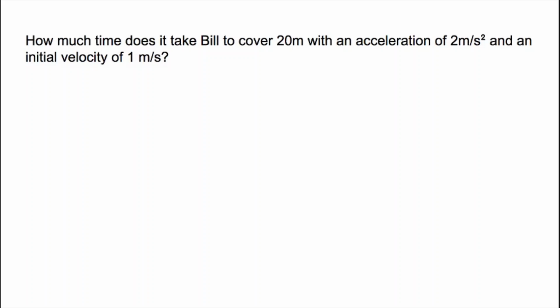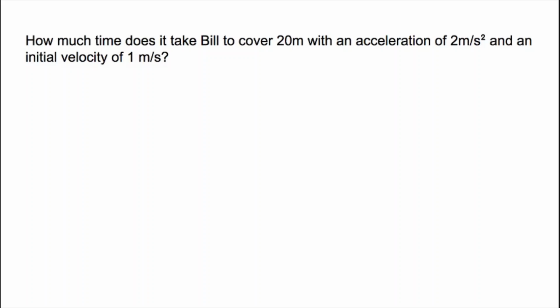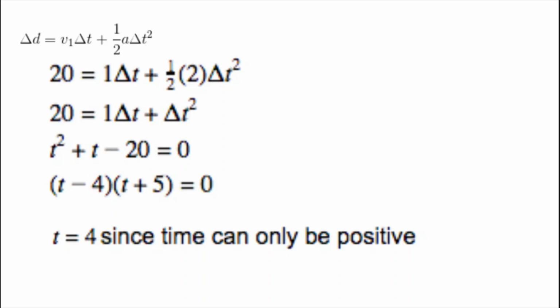Okay, next question. How much time does it take Bill to cover 20 meters with an acceleration of 2 meters per second squared and an initial velocity of 1 meter per second? Okay, so we'll use the equation displacement is equal to v1 delta t plus 1/2 acceleration delta t squared. We know that the displacement is 20 meters, the initial velocity is 1 meter per second, and the acceleration is 2 meters per second squared. So we're trying to isolate for t here.